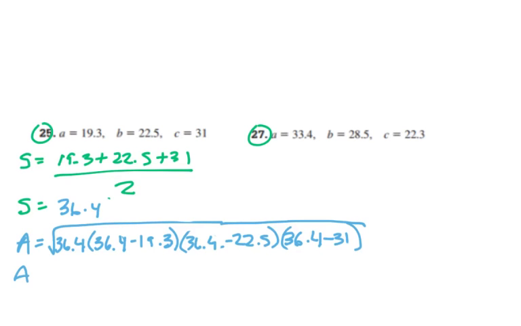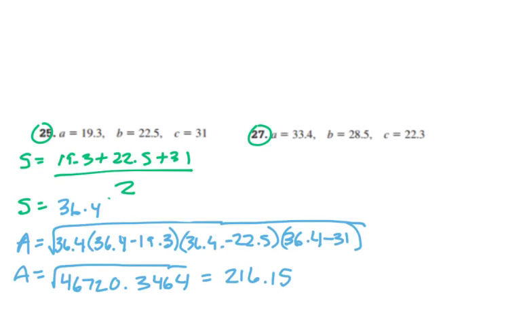Alright, and so inside, when we type all that out, we get 46,720.3464. Super. I mean, we are talking about area, so it can be what it needs to be based on the lengths. So apparently the area is 216.15, and again, we don't know the units, so just units squared.